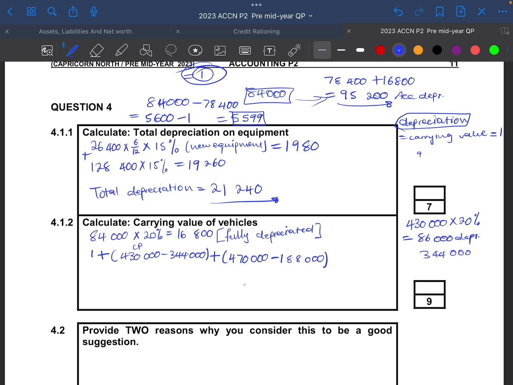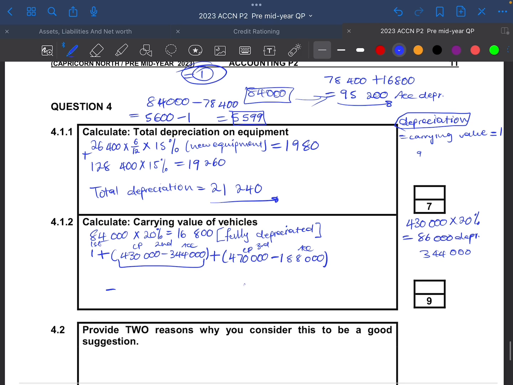This is cost price, this is accumulated depreciation. Remember that your cost price minus accumulated depreciation will give you what? Your carrying value. So in case you're confused, this is just a representation of this formula. That is why it's just going to give you the carrying value. This is the second car, this is the first car, this is the third car. This is the cost price, this is the accumulated depreciation. Let's just simply get our answer at the end. So it's 1 plus 430 plus 344 plus 470 minus 188, and then our carrying value is 368 and 1.